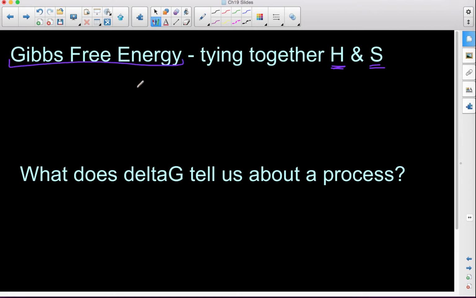Gibbs free energy is a state function, so it works just like our enthalpy stuff did. And this is what ties these together: delta G is equal to delta H minus T delta S. We also have our standard version. They really mean the same sort of thing, except the standard version means we're talking about all of my quantities at standard conditions: 1 molar, 1 atm, and 298 Kelvin. The other version would apply if all of my quantities were not at standard conditions.